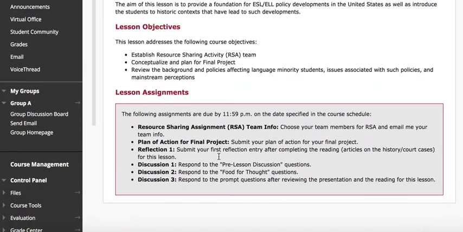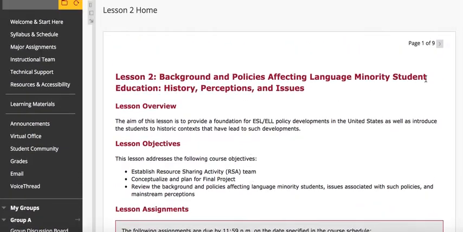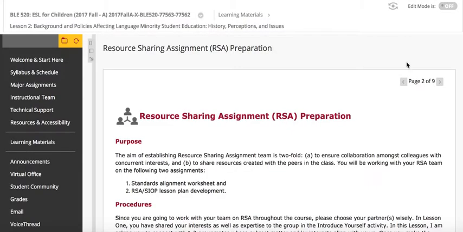And in this lesson, you've got a handful of assignments due. You're going to participate in 3 different discussion boards. You're going to submit a reading reflection. You're going to submit your individual plan of action for your final project. And you're also going to put together your teams for your RSA assignment, which is that collaborative project you'll work on. So I'm going to click through some of the components here.